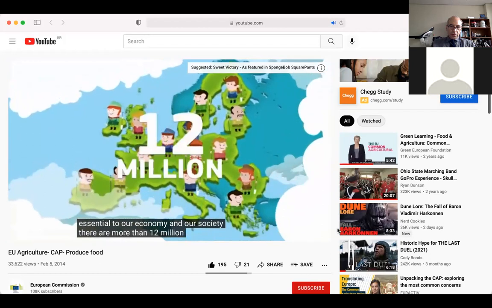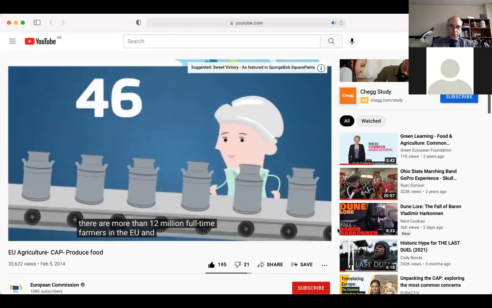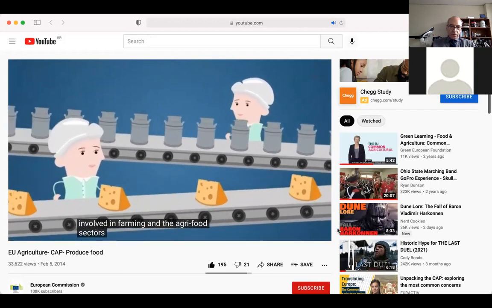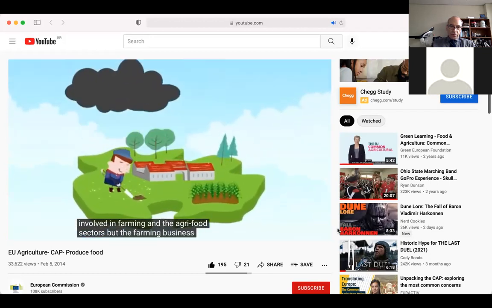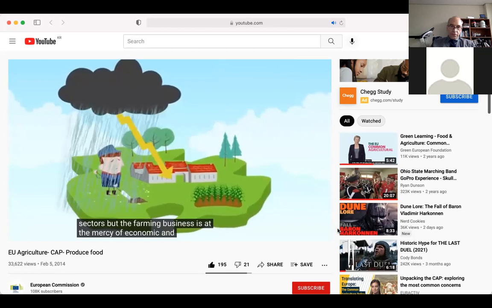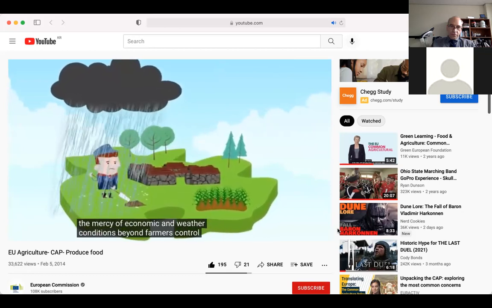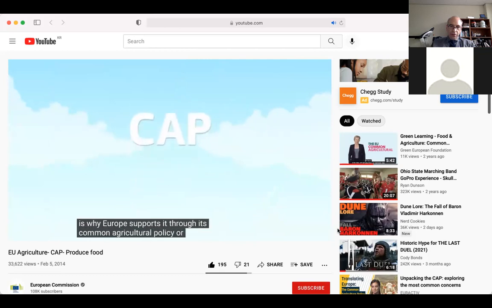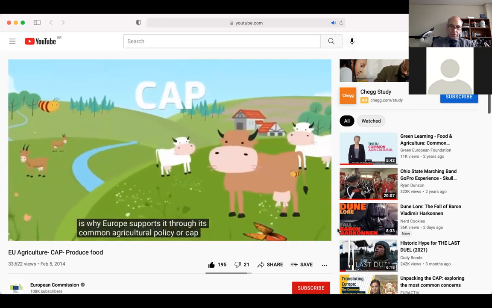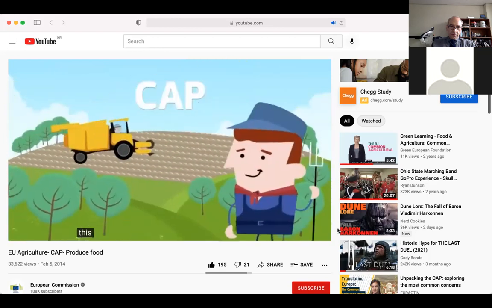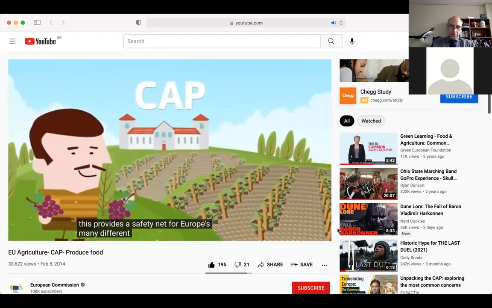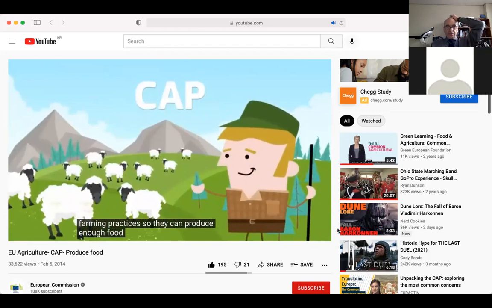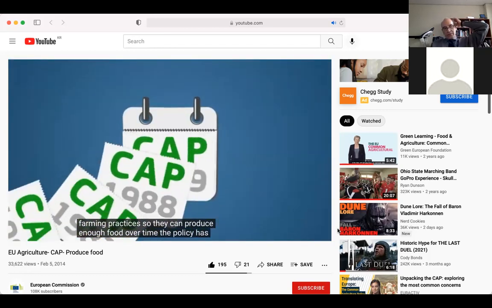There are more than 12 million full-time farmers in the EU and 46 million people involved in farming and the agri-food sectors. But the farming business is at the mercy of economic and weather conditions beyond farmers' control, which is why Europe supports it through its Common Agricultural Policy, or CAP. This provides a safety net for Europe's many different kinds of farmers and farming practices so they can produce enough food. Over time, the policy has changed.